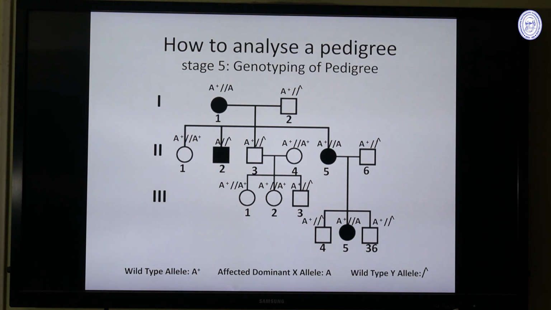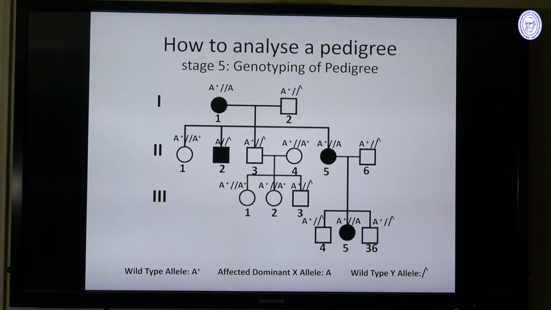So, the daughter must be expressed. Now, the outsider should also be A plus Y. And what about the children? The children, all these children, are A plus or normal, because both of their parents do not have any dominant affected alleles, so all the children are normal.